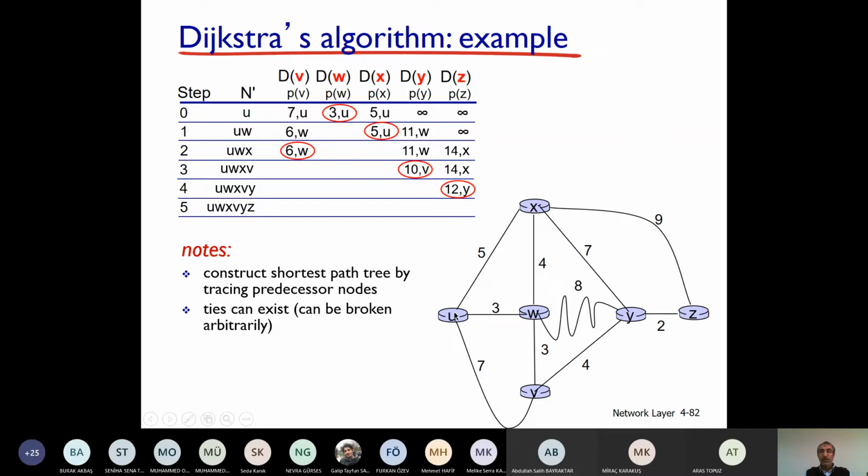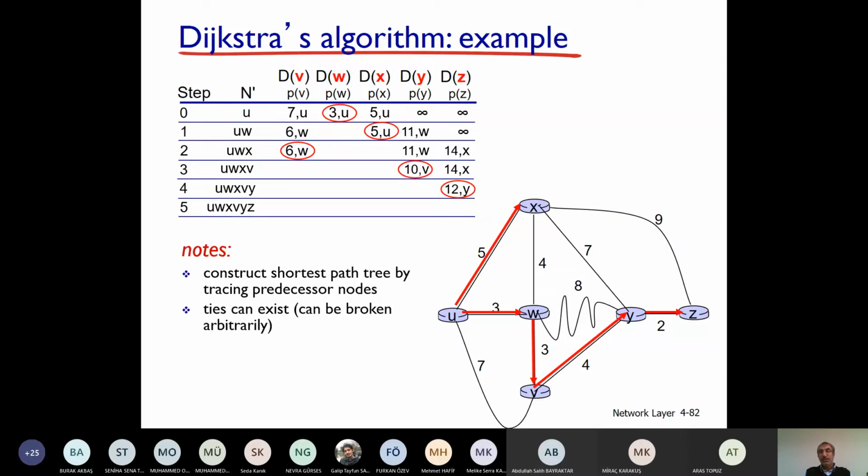W and u. And in order to reach the X, we have the U, direct path. So, as you see, we construct the shortest path tree by tracing the predecessor nodes. We have the Y, we have the V, then we have the W, and then we have the U. Between U and X, we have this link. So this is the shortest path tree that we constructed by using the Dijkstra algorithm.